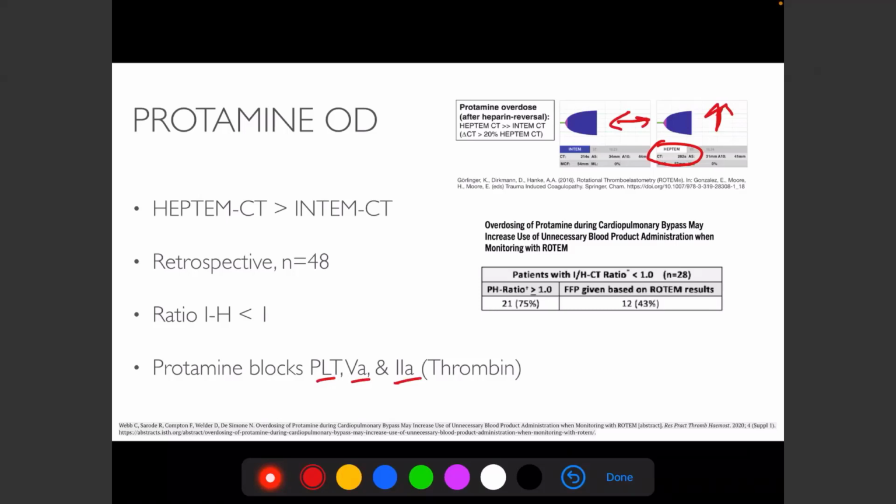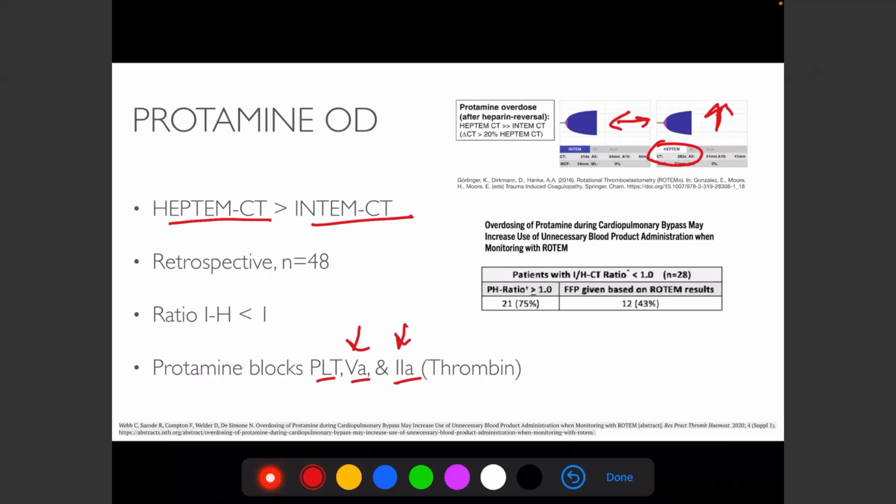So this was actually a pretty good study in UT Southwestern in 2019, and they tried to explain this phenomenon of protamine overdose. So they looked at your HepTEM clotting time and your NTEM clotting time in post-op hearts respectively, and they actually gave product based on that. So they had people where they had too much protamine, meaning that their HepTEM clotting time was bigger than their NTEM, which I'll try to explain again on the next page. And those people actually got FFP, so they were trying to neutralize protamine and overcome it by giving more factor 5 and more 2A. And then the clotting time's normal.